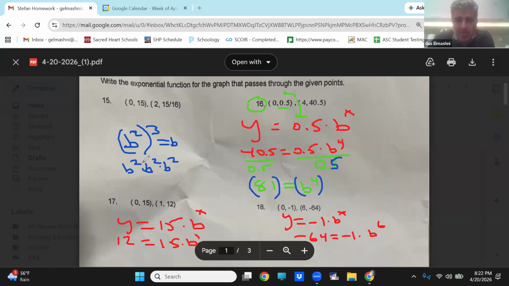B squared, b squared, b squared. How many b's is that? Three. Oh, wait. I don't know where you're getting three from. Oh, it's six. Yeah, two plus two plus two.